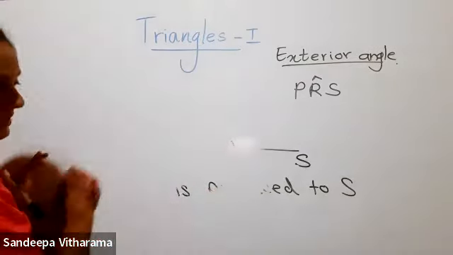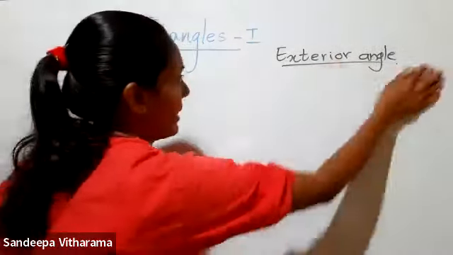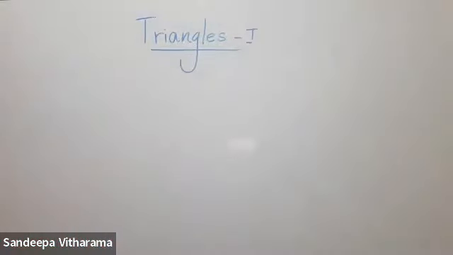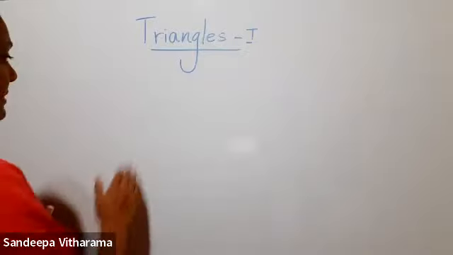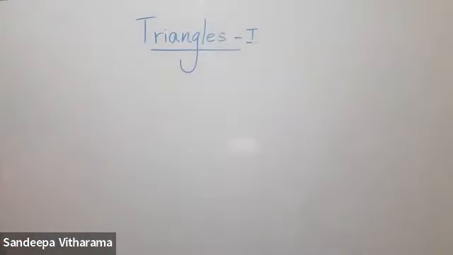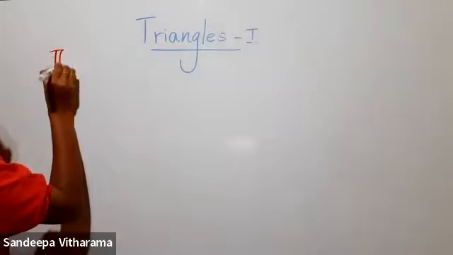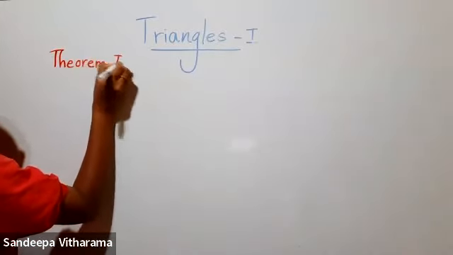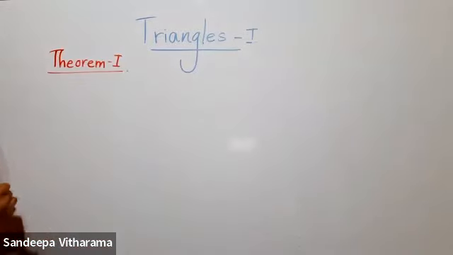Now, related to these two angles, there is a theorem. This theorem says a relationship between the exterior angles and the interior opposite angles. Okay, then write down the first theorem that you have to learn in this lesson. Okay, theorem 1.